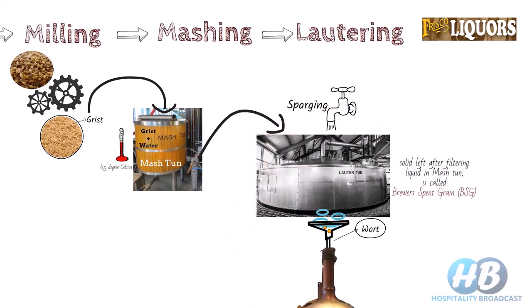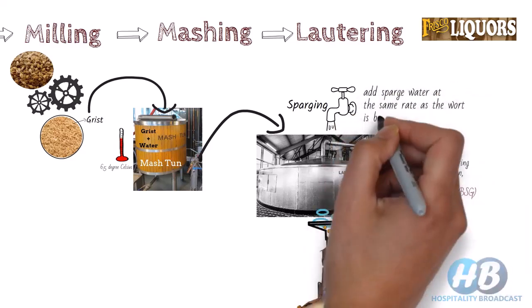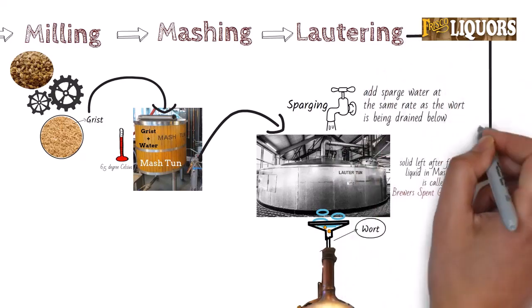But be careful while adding water. It must be added gradually without disturbing the grain bed, which acts as a natural filter for the wort. Ideally, it is said to add sparge water at the same rate as the wort is being drained below. And also don't add sparge water for too long, as bitter tannins might be stripped away with the wort.